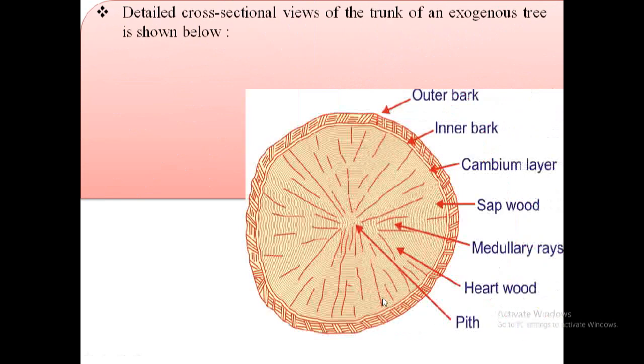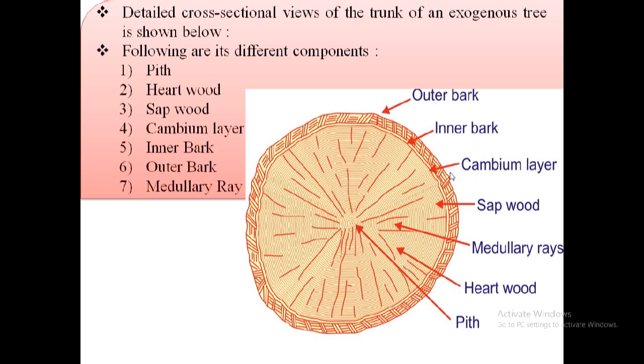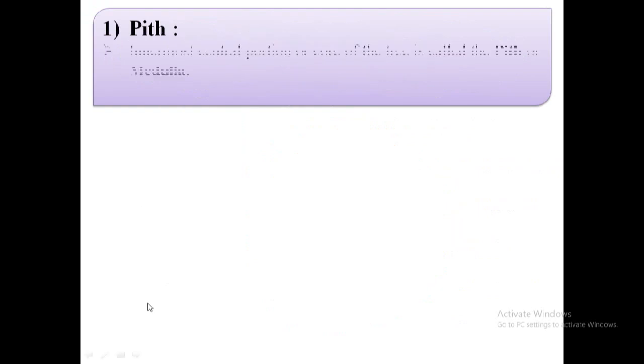Detailed cross-section view of the trunk of an exogenous tree is shown in this image and its different components are pith, heartwood, this is the sapwood, then next one is the cambium layer, this is the inner bark, this is the outer bark and these are the medullary rays. Now we will see these components one by one in detail. So firstly we will see about pith.